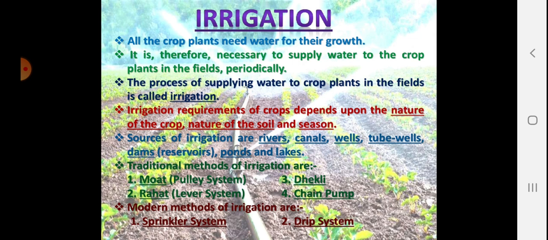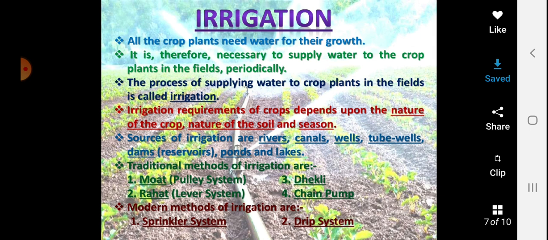Then there is the rahat or lever system. What exactly did they do in the rahat or lever system? There was a huge wooden wheel, and surrounding the wheel there used to be buckets. So when they rotated this wheel, the water from the buckets used to flow towards the field. That way they used to irrigate their crops.